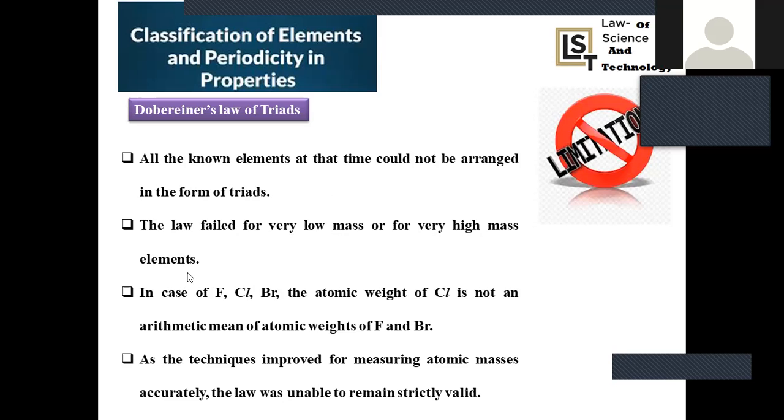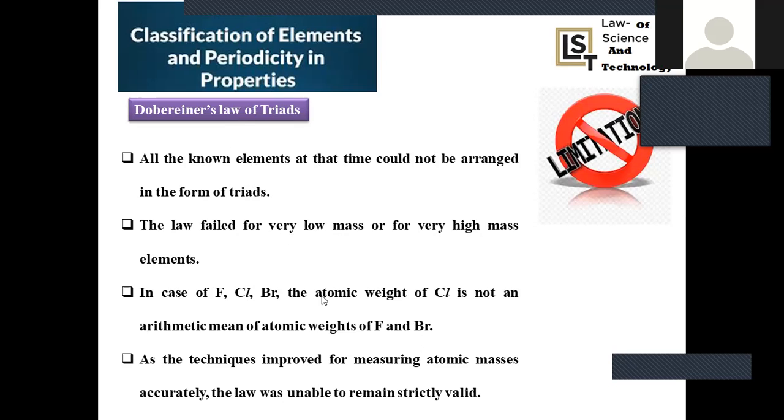If the element has a moderate atomic mass, that means in between, then it is easily applicable. If you go with hydrogen, or otherwise a very heavy element of a block, in that case you are not able to make certain triad systems. Only elements of moderate atomic mass will be suitable for this triad system.